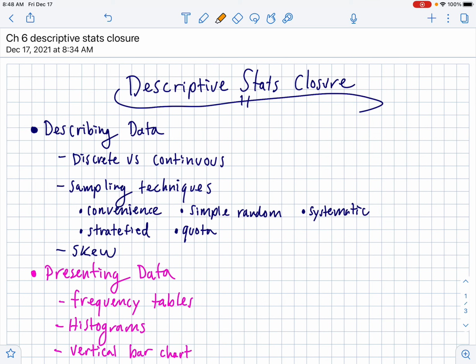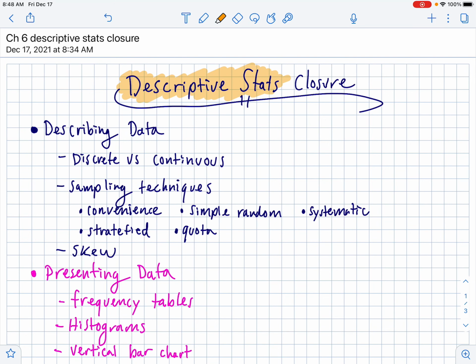Okay, IB Math AASL2. We've made it to the end of our first statistics target, which is called the descriptive stats target. So it's all about chapter 2 in your book, chapter 6 in your book.